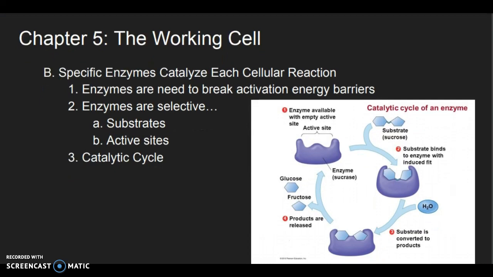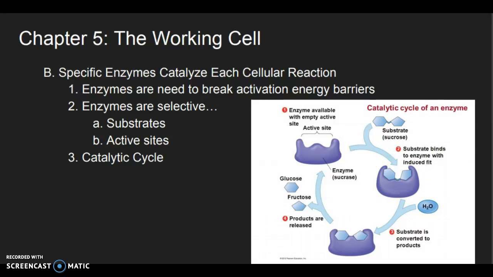Now, enzymes are needed to break activation energy barriers, and they are highly selective. As we can see in this diagram, we have an enzyme and an active site. The active site will only bind to a substrate that is specific to this active site. So as we can see here, in step 2, this substrate, which is sucrose, is going to bind with the sucrase, and it's going to form an induced fit.